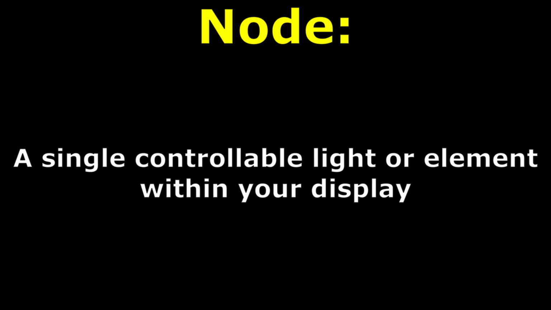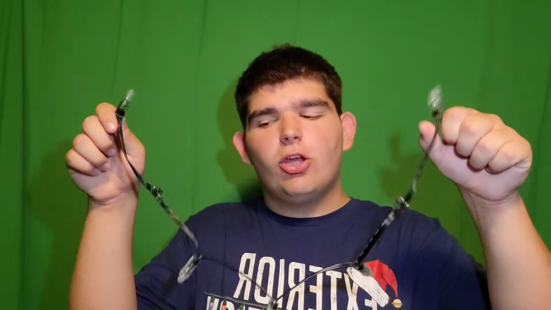Node. A single controllable light or element within your display. For example, each one of these pixels is considered a node because each one of these is a controllable item. However, if this whole strand of pixels could only be one color, each individual pixel is not programmable, then this whole strand would be considered one node. A node is one thing that you can program individually in xLights.